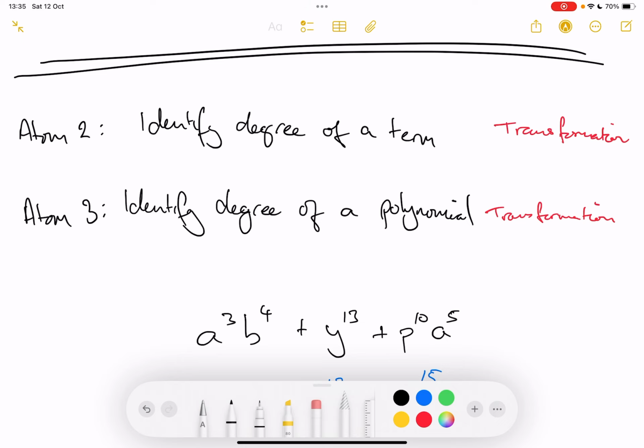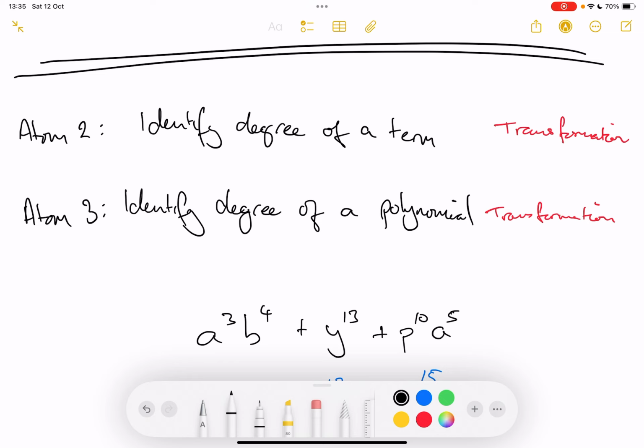All right, we've covered atom 2. I'm going to move on to atom 3. I'm going to show you, this is another transformation, so the sequence will be very similar. I'm going to show you how to identify the degree of a polynomial.